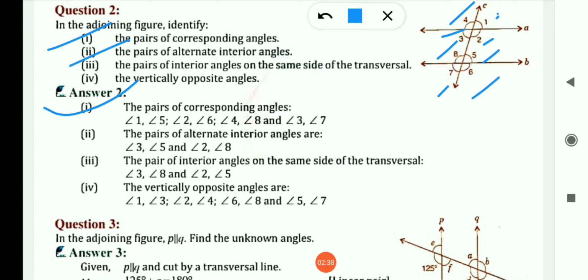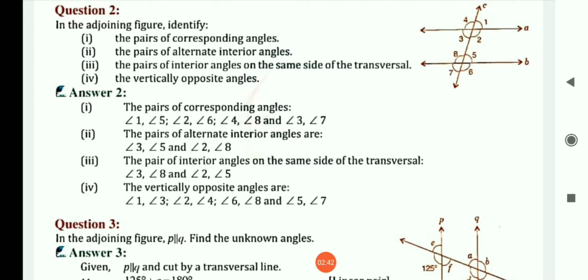Now second is the pairs of alternate interior angles. What do you have to find? The pairs of alternate interior angles. Angle 3 and angle 5, you have to mark as a cross. So 3 and 5 is an alternate interior angle pair, and 2 and 8. So the pairs of alternate interior angles are 3, 5 and 2, 8.